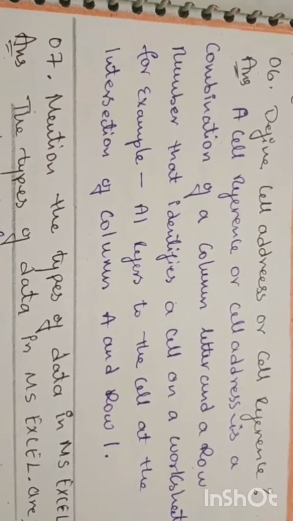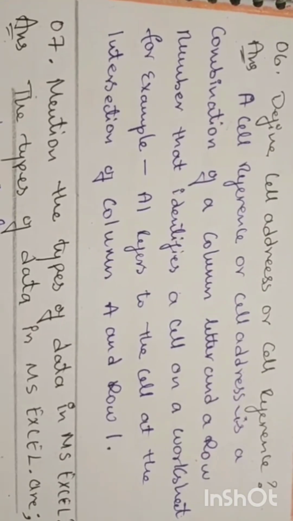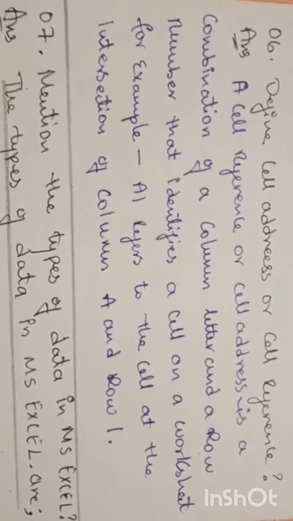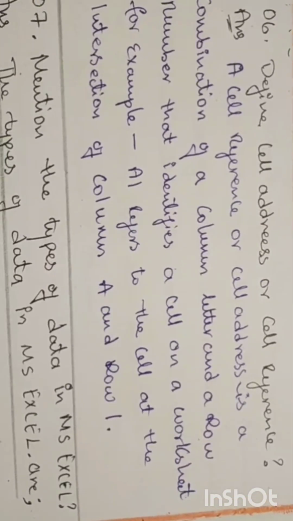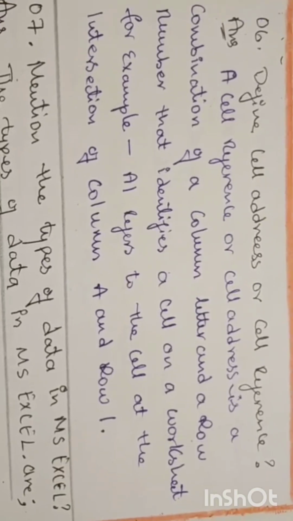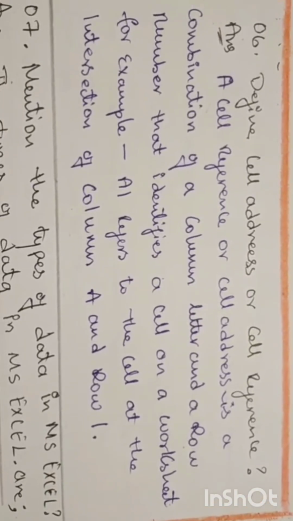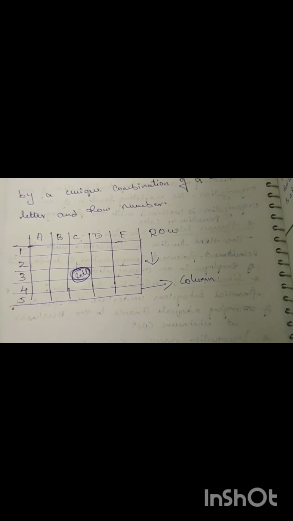A cell reference or cell address is a combination of a column letter and row number that identifies a cell on a worksheet. For example, as I showed you all before, A1 refers to the cell at the intersection of column A and row 1.